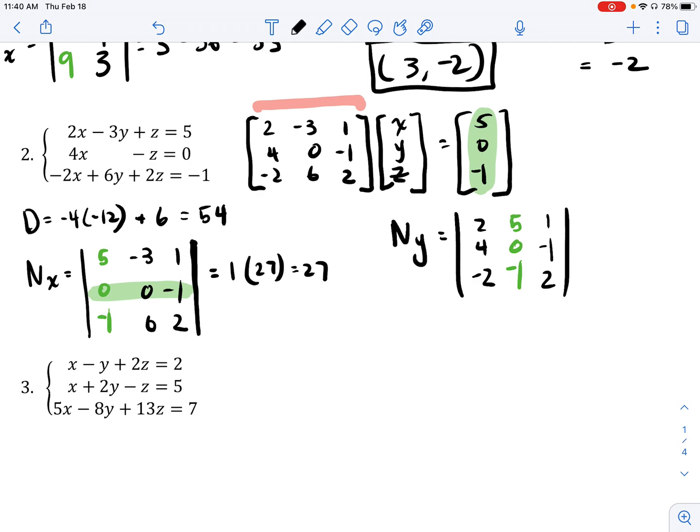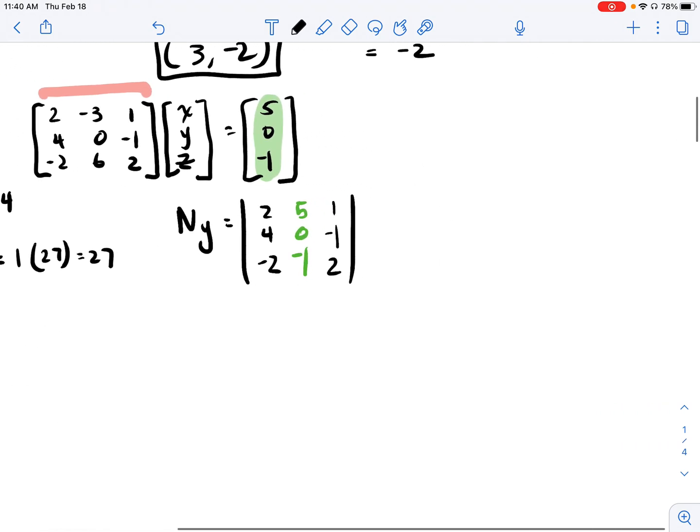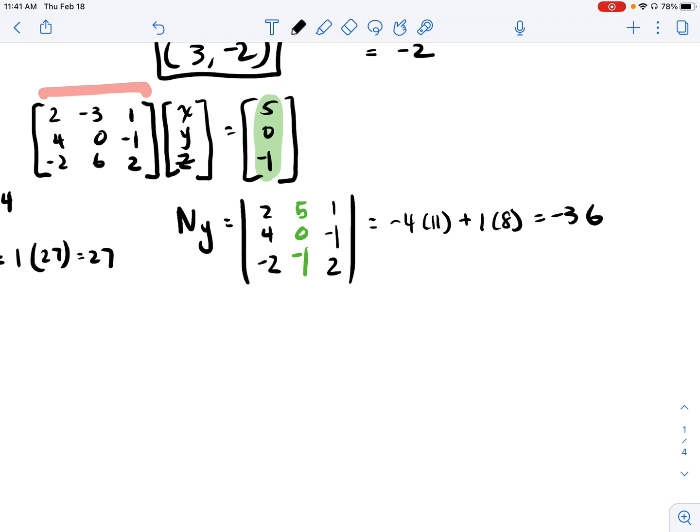And finding the determinant of this matrix, let's go with row 2 again. So I'm going to say -4 times 11 plus, since we can skip over the 0, plus 1 times 8, we get -36. Finally, let's do n sub z, and we're going to bring down 2, 4, -2, -3, 0, and 6. And again, we're going to replace our z column with 5, 0, and -1.